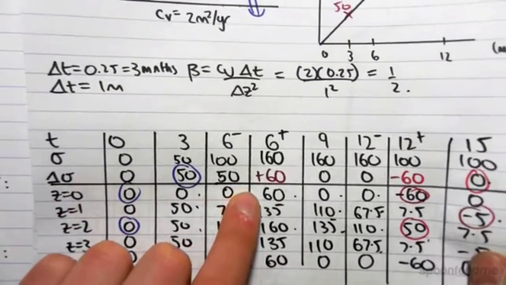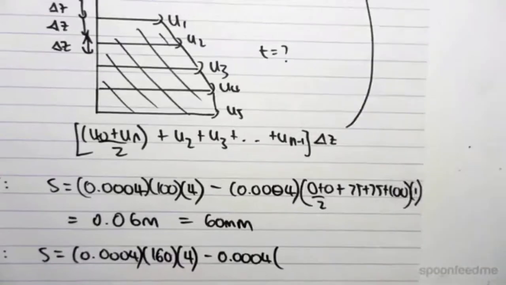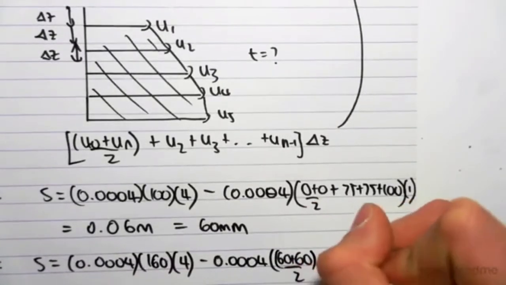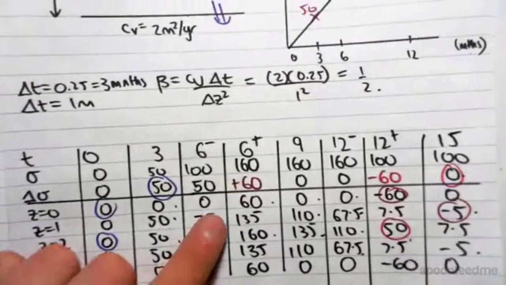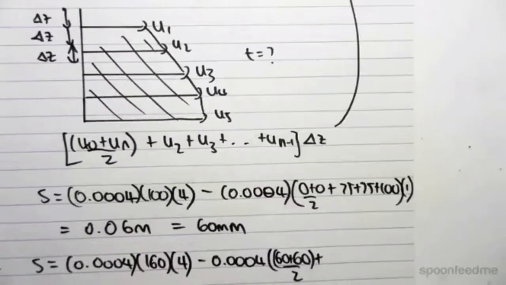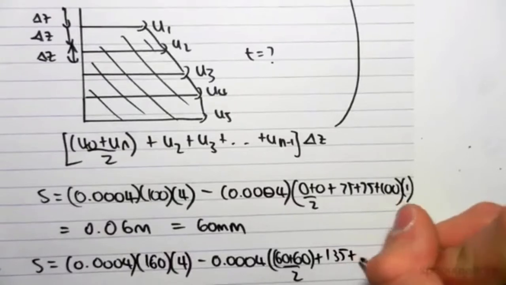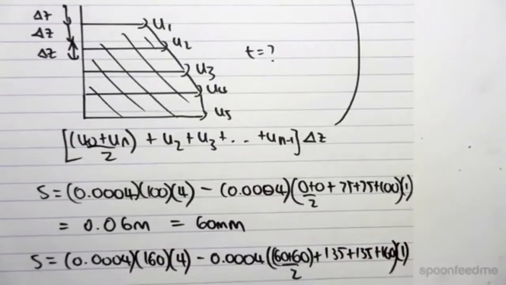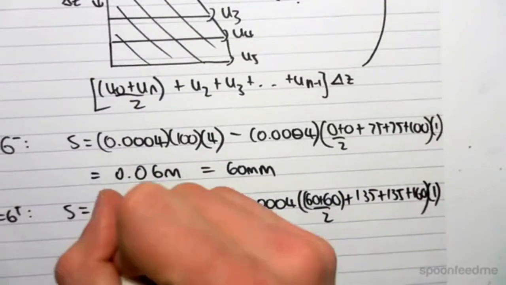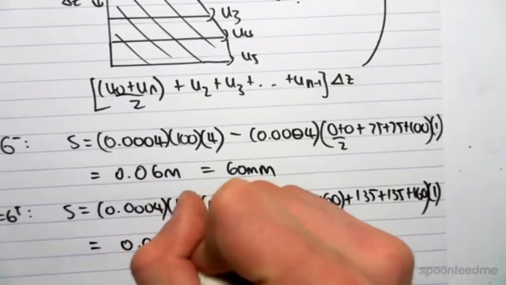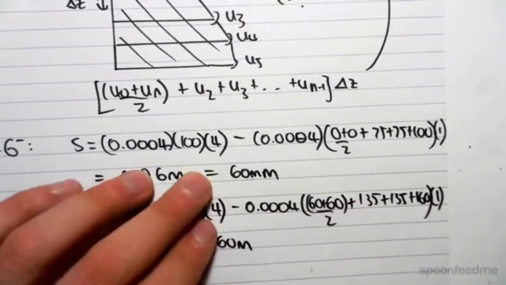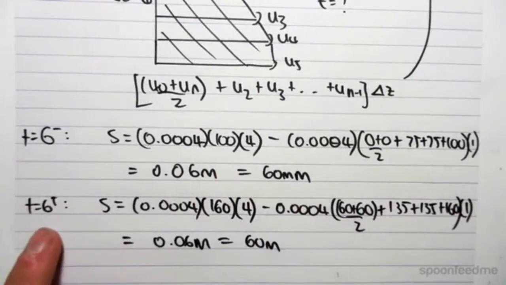So the initial is 60, the final is 60. So it would be 60 plus 60 on 2, plus the remainder. So plus 135 plus 160 plus 135. And this is all times by 1, that's the subdivision thickness, and we would get an answer of 0.06 meters, which equals 60 millimeters. Now, these values are the same for time equals 6 minus and time equals 6 plus.